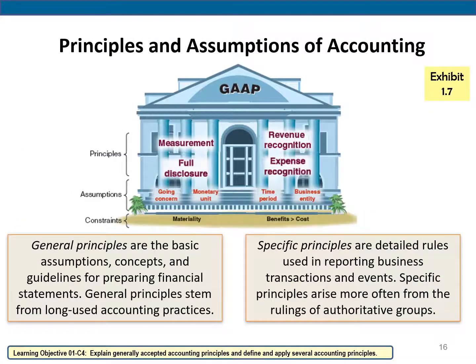Okay, so there are principles and assumptions of accounting. So general principles are kind of the overarching high level ideas or assumptions or concepts or guidelines for preparing financial statements. And then there's more specific principles that are actual detailed rules that are used to report certain business transactions and events.